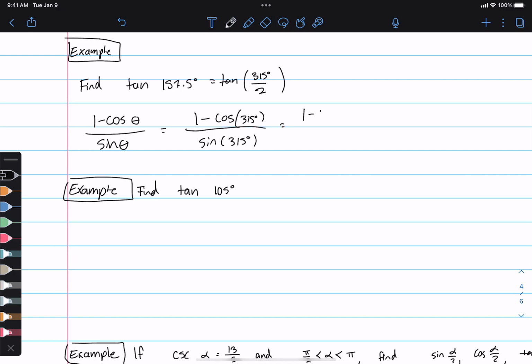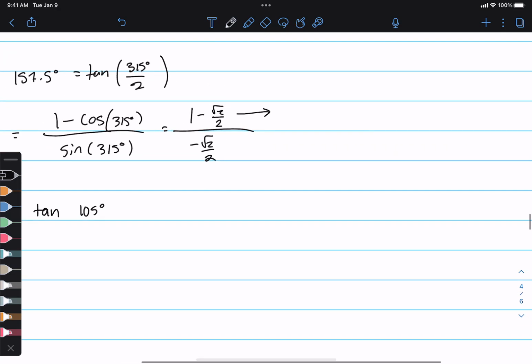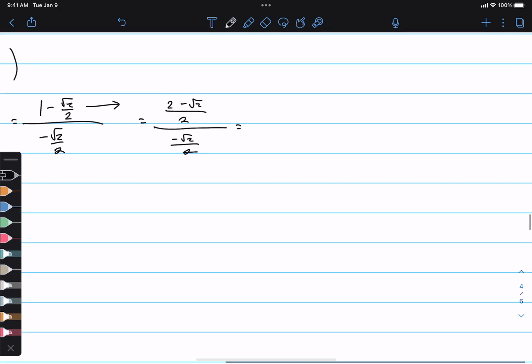This becomes 1 minus the square root of 2 over 2. And then sine is the negative root 2 over 2, right? Putting this numerator into one fraction, I'm going to get 2 minus the square root of 2 over 2, all divided by negative root 2 over 2. Since we're dividing by a fraction here, we're going to multiply by the reciprocal, so we're going to multiply by 2 divided by negative root 2.